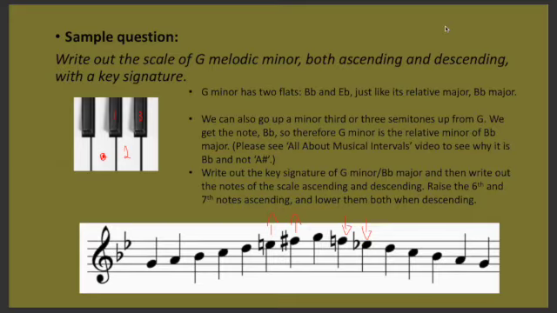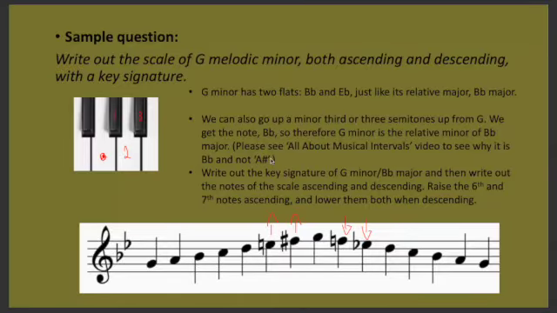Sample question. Write out the scale of G melodic minor, both ascending and descending with a key signature. So G minor has 2 flats, B flat and E flat in its key signature, just like its relative major B flat major. We can also go up a minor third or 3 semitones from G. This is G, we go up 1, 2, 3, and we get B flat. So B flat would be the major.